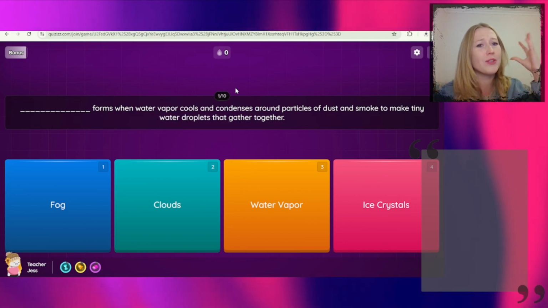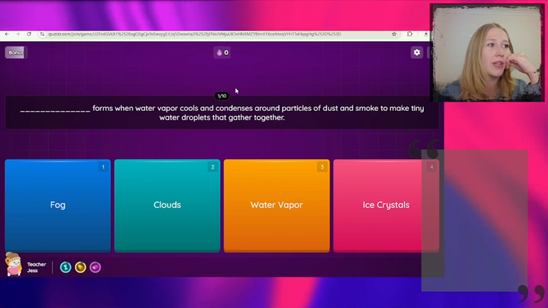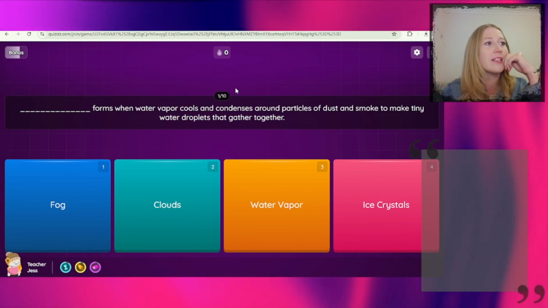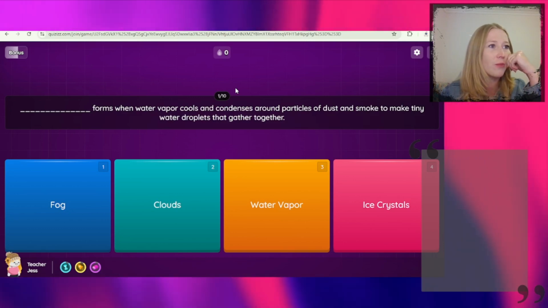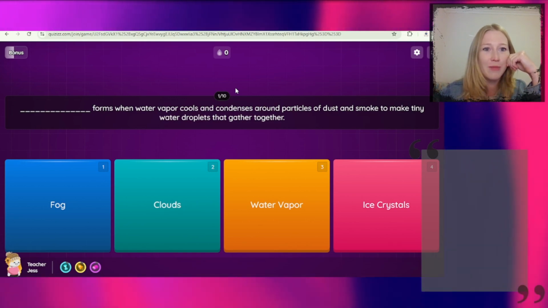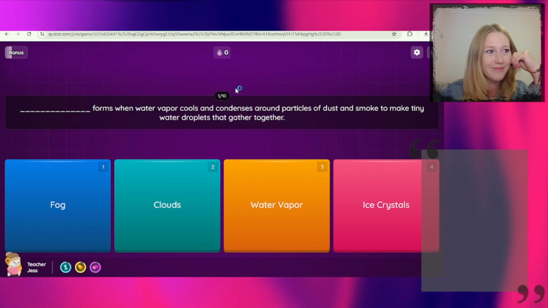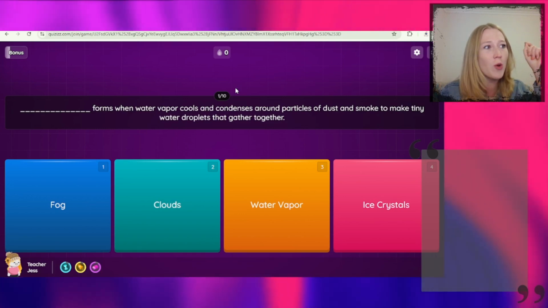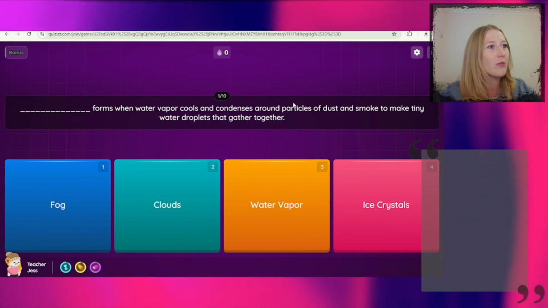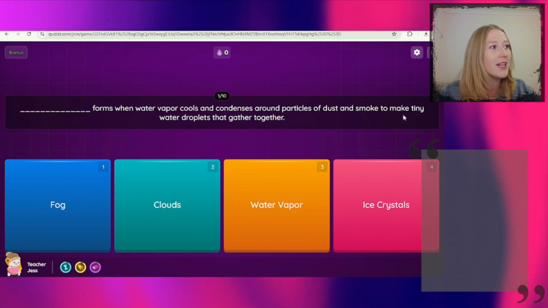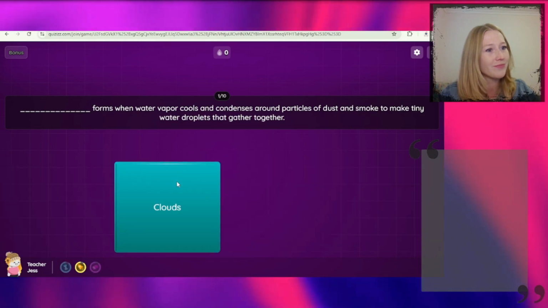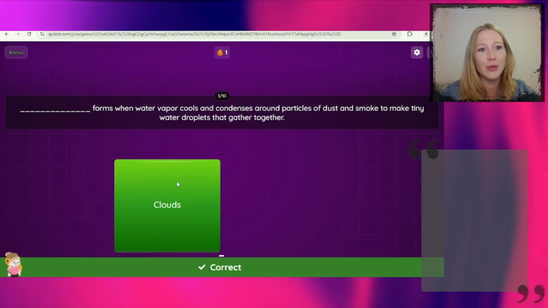Okay, so something forms when water vapor cools and condenses around particles of dust and smoke to make tiny water droplets that gather together. Well, I'm going to assume it's the theme of this quiz, which is clouds. Yes, so clouds will form when water vapor condenses. They mention that it's around these tiny little particles of dust and smoke. We call those condensation nuclei. I think I lost my time bonus. Oops.